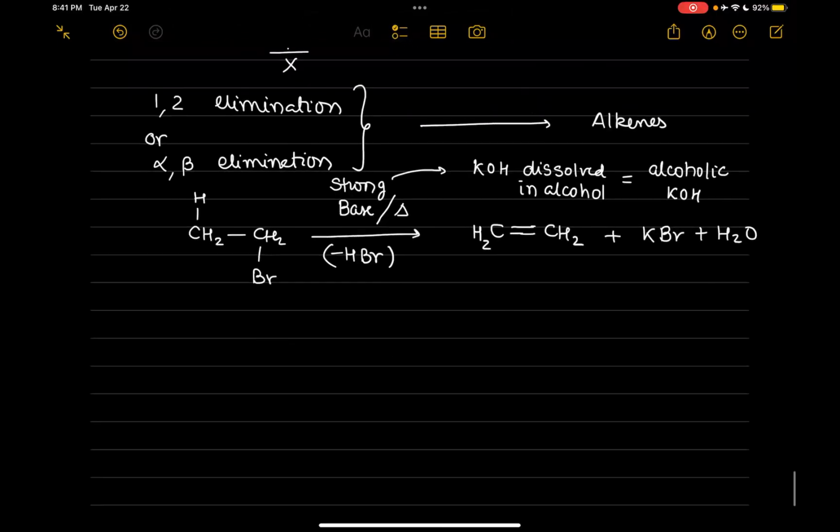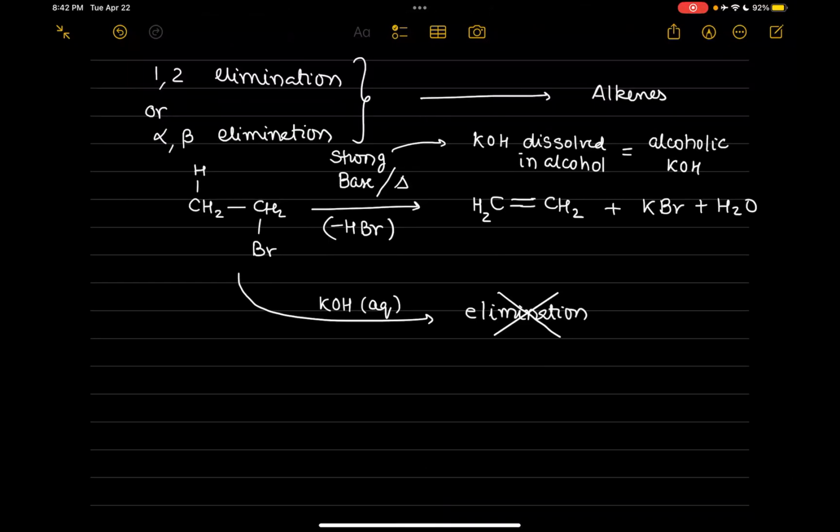Why alcoholic? Is there any other form? You need to dissolve KOH. KOH is a white solid. You can mix it into water also. If something is mixed into water, that is known as aqueous. Suppose you take aqueous KOH, water you can't heat much, and water makes the KOH less reactive. So elimination is not going to happen.